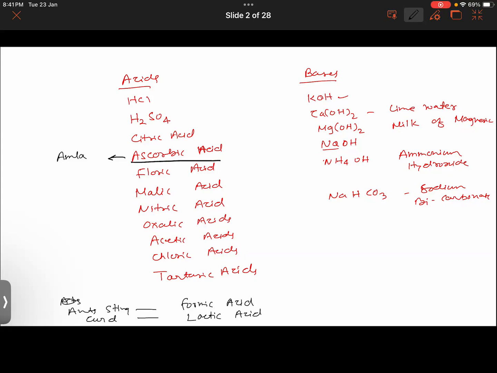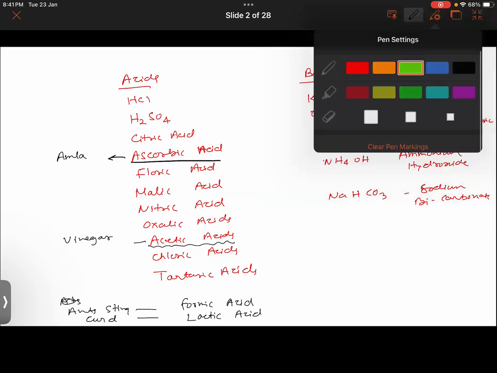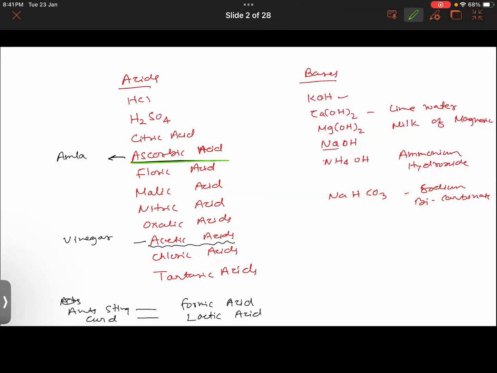Now then we have vinegar. So in vinegar, which acid is found? Acetic acid, right? Yes, sir, acetic acid. So that is found in vinegar. Good. Okay. So these are some of the acids. Most of the acids here are actually found in nature. For example, ascorbic acid is found in nature. Malic acid is also there in nature. Tartaric acid is found in tamarind, sir.